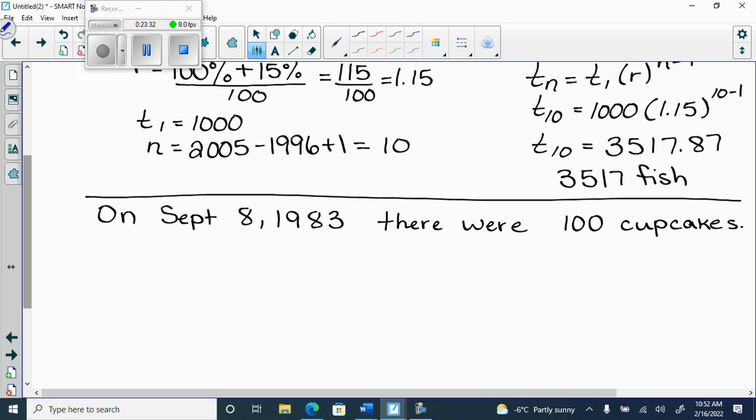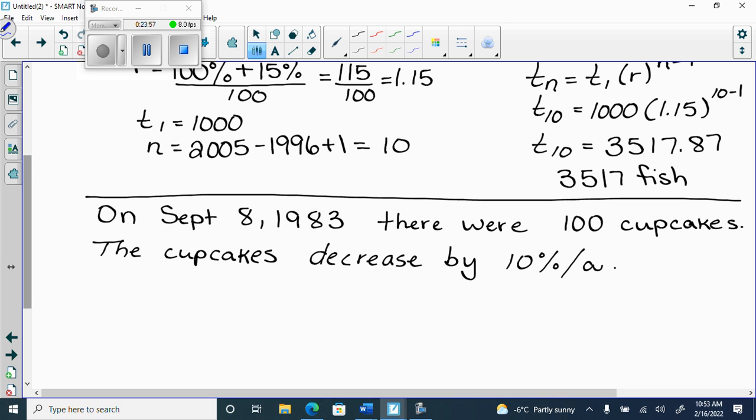This is going to get real bad because we're going to go by years and the cupcakes are going to decrease. I don't know who's going to eat them in 5 years or whatever, but that's fine. This is not really real life. The cupcakes decrease by 10% per year. So per A, which means per annum. I don't know who's eating these by this many years, but it's fine. On September 8th, and we have to pick the same date so that the years are solid. If not, it would have to be like 0.5 of a year or stuff like that. So they always use the same date.